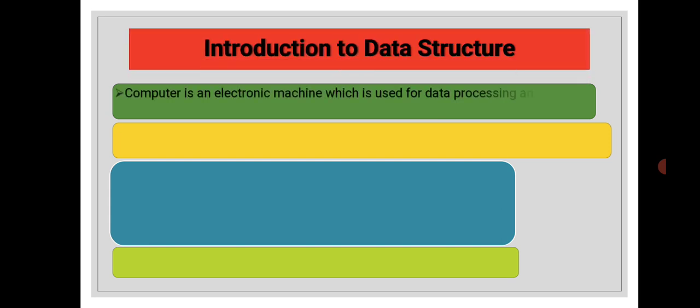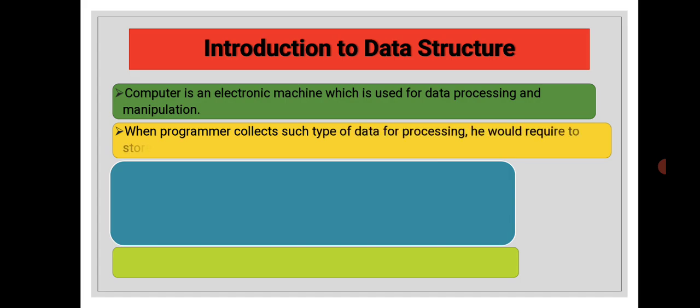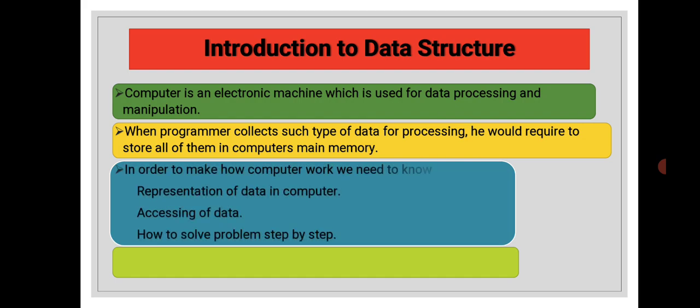Computer is an electronic machine which is used for data processing and manipulation. When a programmer collects such type of data for processing, he would require to store all of them in the computer's main memory. The same is the case with controllers or any embedded systems as well. In order to make a computer work, we need to know the representation of data in computer, accessing of data, and how to solve problems step by step. For doing all this task we need data structure.